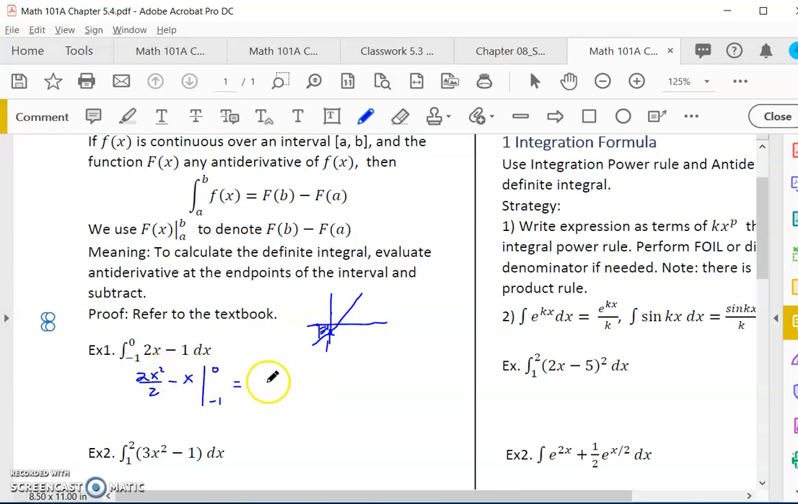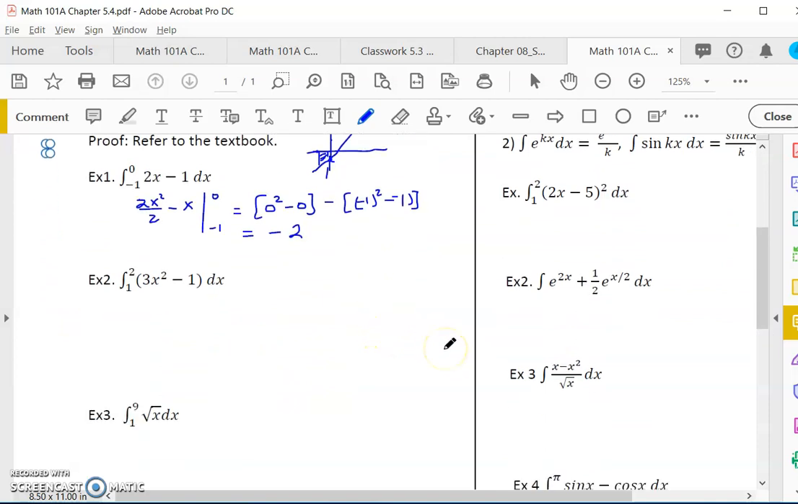That means 0 squared minus 0, subtract, so this is b, right? Subtract a, negative 1 squared minus negative 1, minus negative 1. So in this case, it will be 1 plus 1, so that is minus negative 2, which is 0 minus 2. So it agrees with what we suspect. It is a negative area.